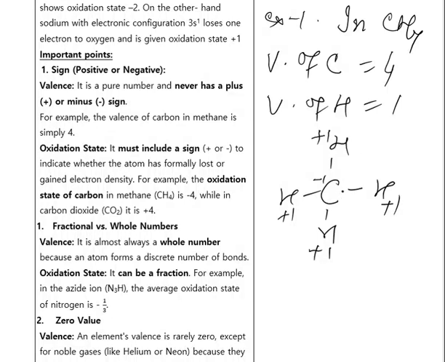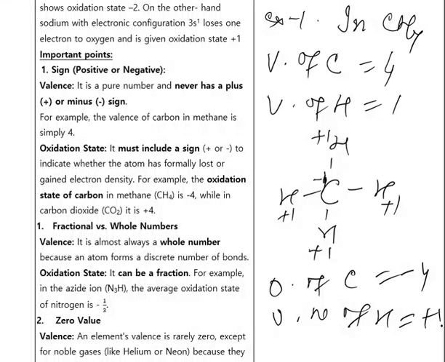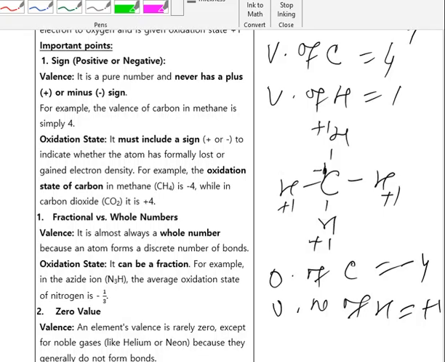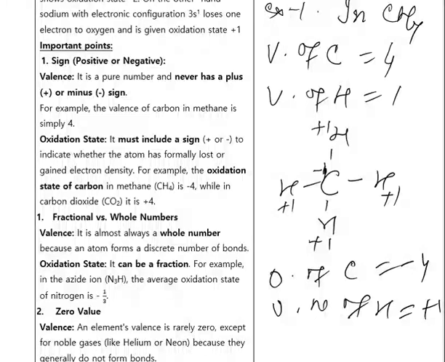But how much charge does carbon have? It has a total of -4 charge. So the oxidation number of carbon is -4. The oxidation number of each hydrogen is +1. So that is the difference. Oxidation number and valence are two different things. Valence is a pure number and oxidation number is a charge, a formal charge.